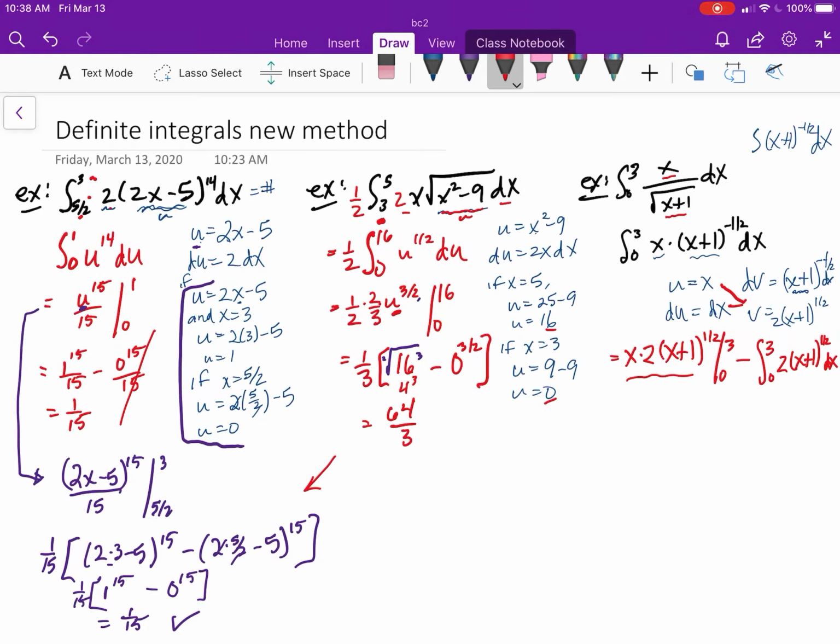Okay. So this left side, let's substitute 3. We'd have 3 times 2 multiplied by 3 plus 1 is 4 to the 1/2. Remember, 1/2 power is square root. Minus, well, if I plug in 0, 0 times 2 is 0, and then times anything is 0, so that's good there, 0.